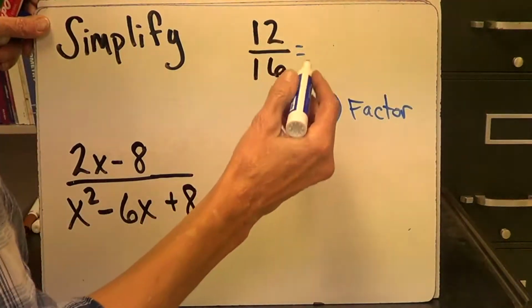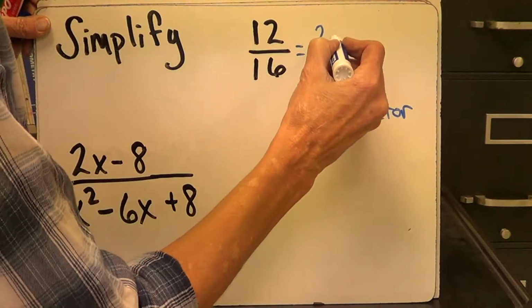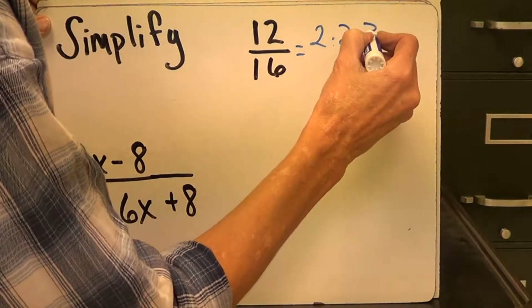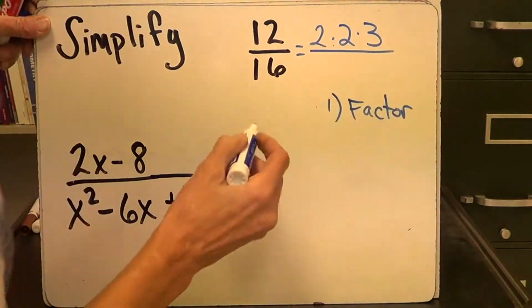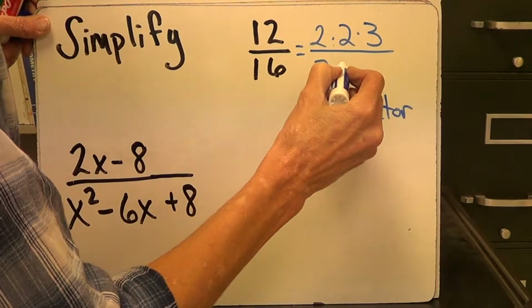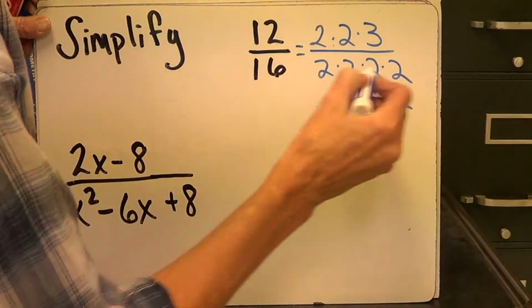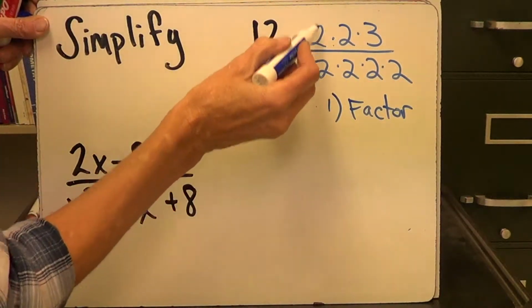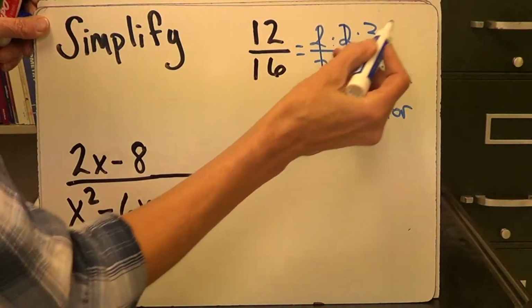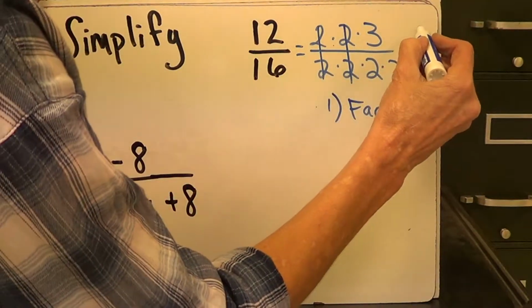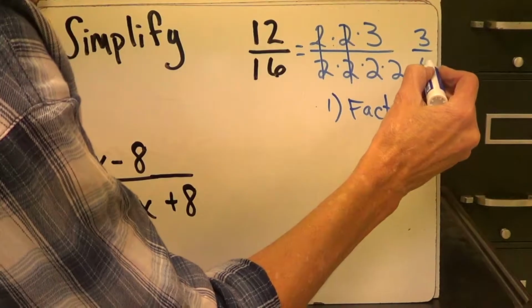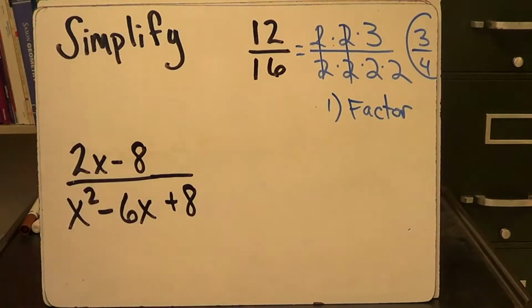So when we factor, 12 can be factored down to 2 times 2 times 3. 16: 2 times 2 is 4, times 2 is 8, times 2 is 16. Now anything that's alike top to bottom, we can cancel. We would get our factored form to be 3/4. That would be our answer. That's how we used to always do reducing fractions. Rational expressions follow that same principle.